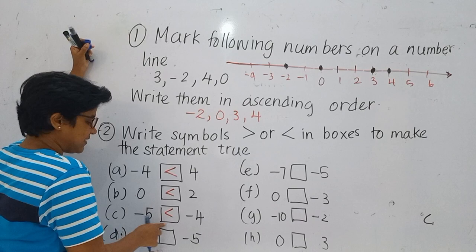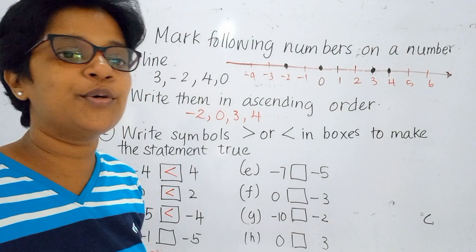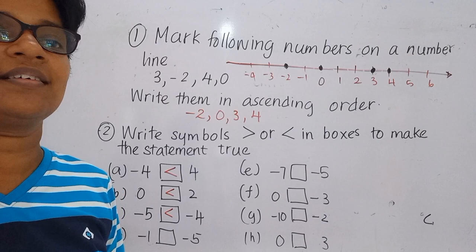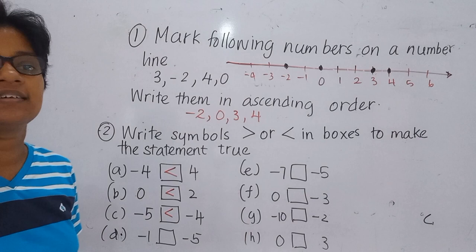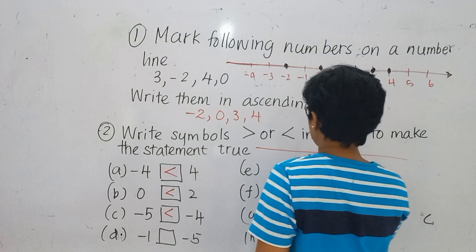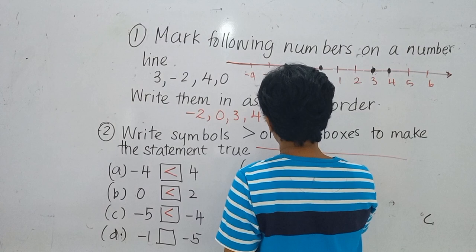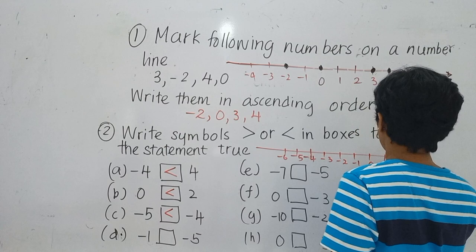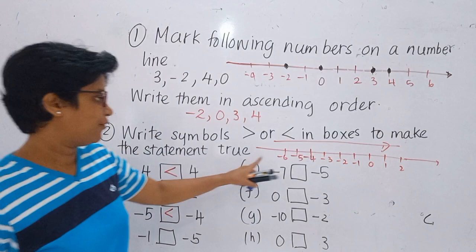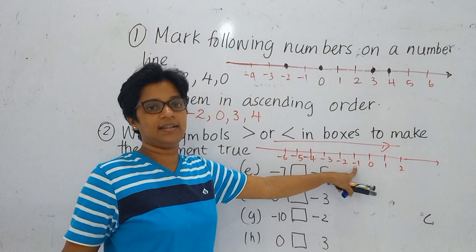Next question goes to Nenuka. Please tell me what is the greater value out of negative 1 and negative 5? Negative 5 is on the left side. Negative 4, negative 5, negative 6 like that. Negative 3, negative 2, negative 1, 0, 1, 2, 3. From left to right, values are increasing. Therefore, negative 5 is left of negative 1. Therefore, negative 1 is greater than negative 5.